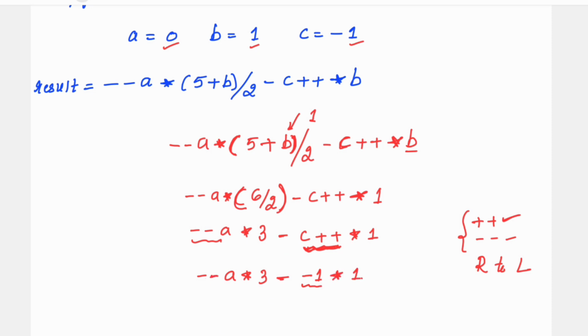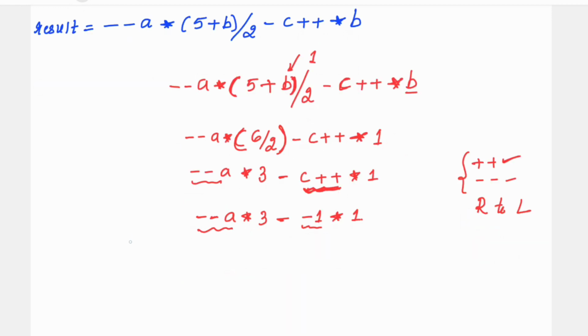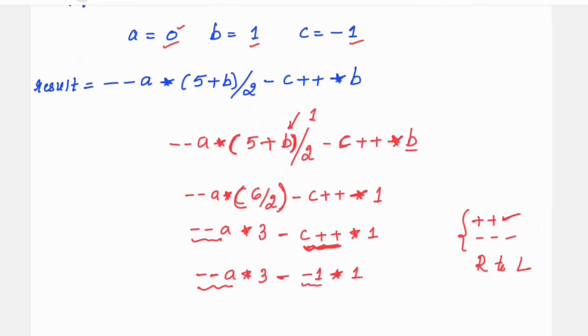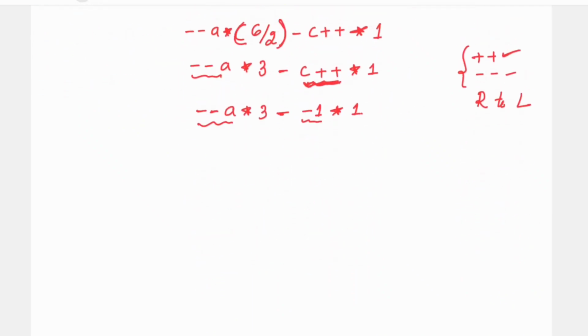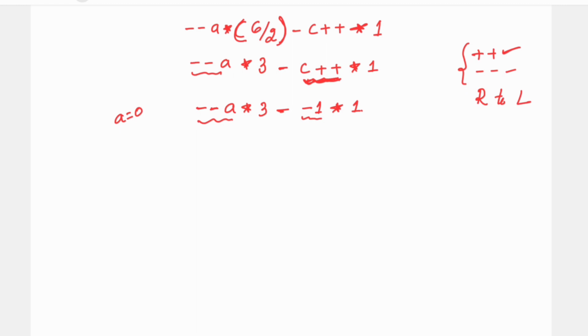Then comes what? This operator, minus minus A, highest precedence now. The value for A given is how much? Here you can see it is 0. A equal to 0, initial value. This is pre-decrement. So pre-decrement means you have to decrement the value. From 0, if you decrement by 1, it will become minus 1. Minus 1 into 3. This minus as it is 1 into 1.